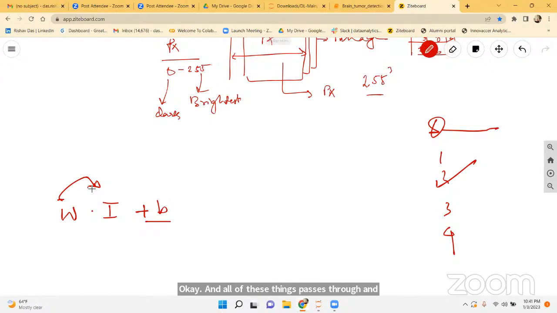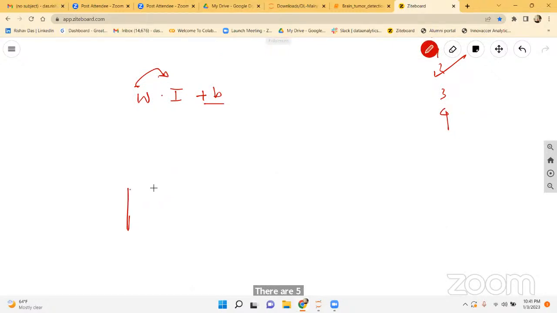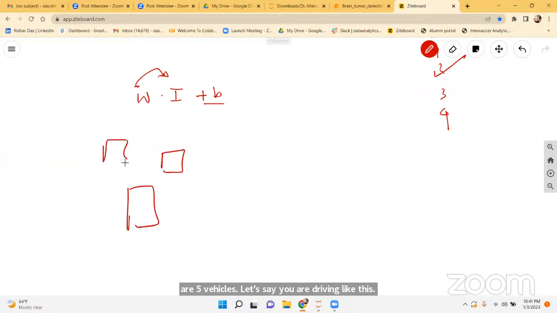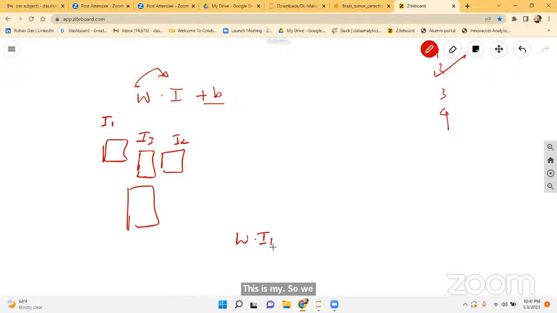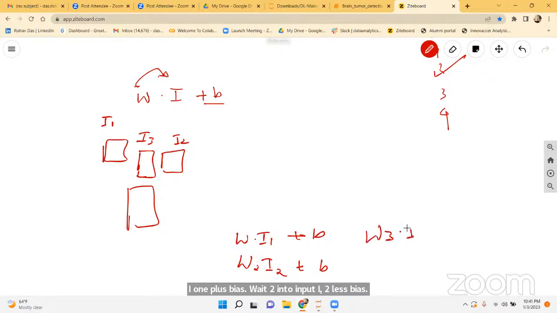So what is an activation function? Let's say you have so many things going on. While you are driving, deciding whether to move right or left, there are several vehicles. Let's say this is your car, and this is another car, this is another car, and this is another car. So this becomes one input. This is my input I1. This is my input I2. This is my input I3. So we have a respective weight 1 into input I1 plus bias, weight 2 into input I2 plus bias, weight 3 into input I3 plus bias. So all of them have individual weights.